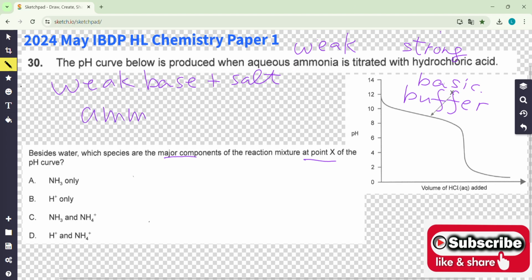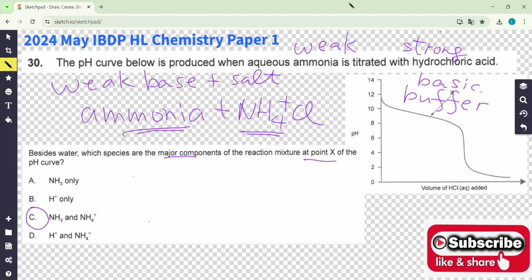And then the salt is ammonium chloride. Ammonium chloride is still there too. So ammonium ion and ammonia are there. So ammonia and ammonium, a buffer.